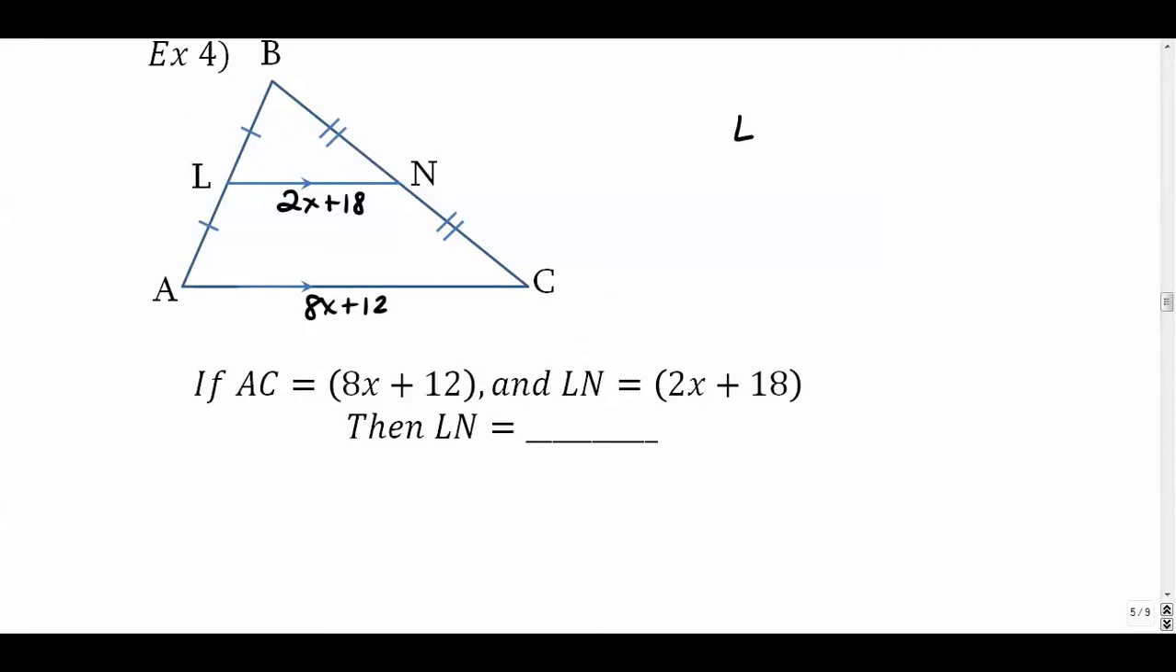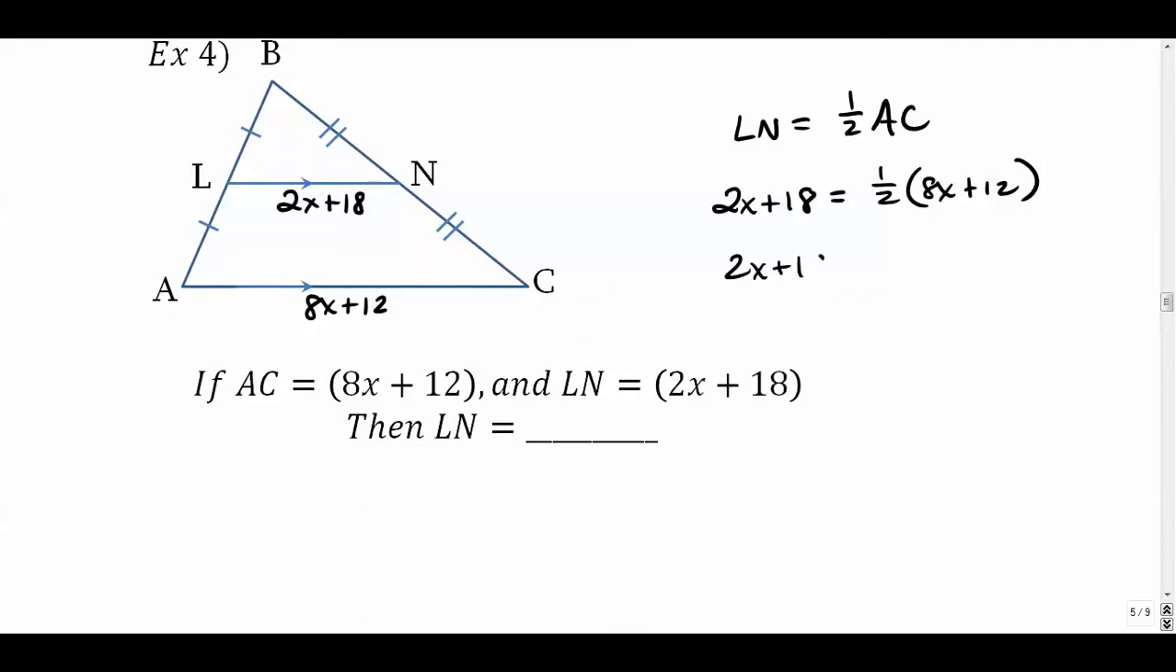So we go, let's see, midsegment is equal to 1/2 times the length of segment AC. So same deal, just plug them in, making sure to put AC in parentheses. So 2x plus 18 is equal to, distribute here, we get 4x plus 6.